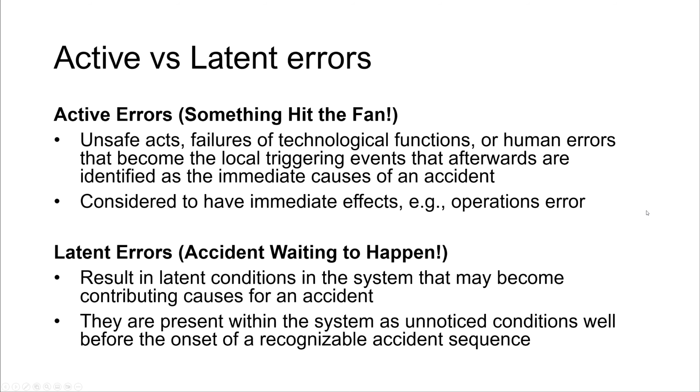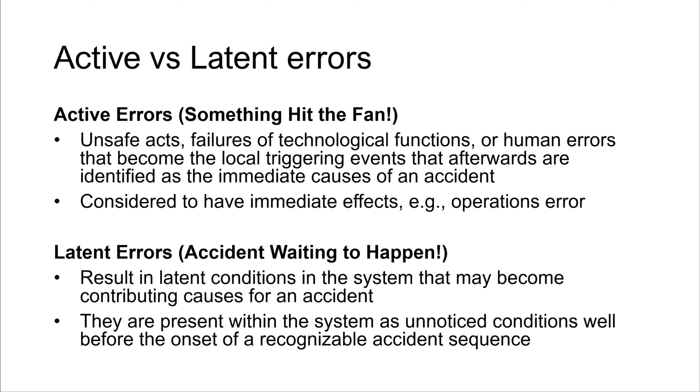Okay, so now we're going to go to active and latent errors. So active errors, something hit the fan. These are unsafe acts, failures of technological function, or human errors that become the local triggering events that afterwards are identified as the immediate causes of an accident. Considered to have immediate effects, so operations error. This is an active error. You can trace it. You know the causal chain and the aspects that led to the situation.